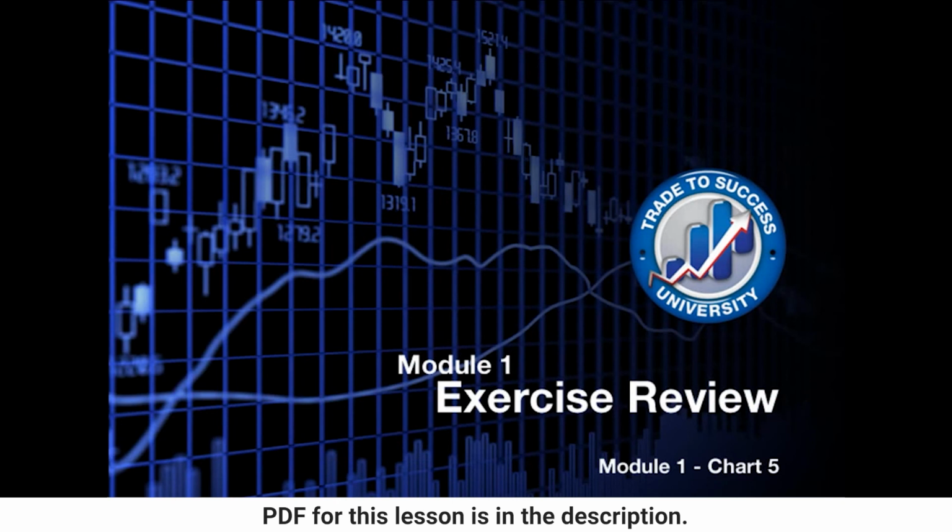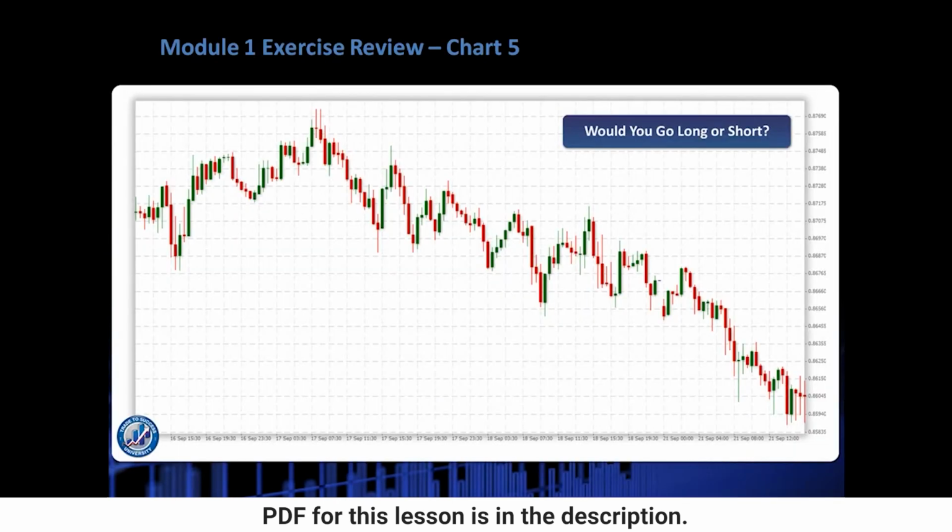Module 1 exercise review, Chart 5. So here our major highs are getting lower. So these are the major highs. Obviously we have one high here which is slightly higher than the high before, but generally most of the highs are getting lower. And with the lows, they are also getting lower. I mean, we do have a few anomalies here and there, but we are looking at the general trend. We're not looking at the immediate small-term trend. We're looking at the general long-term trend. And that is telling us that it is a downtrend.